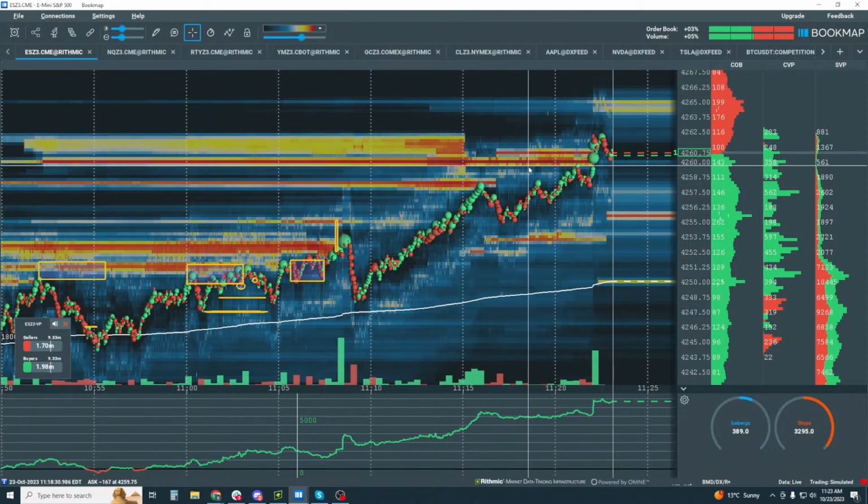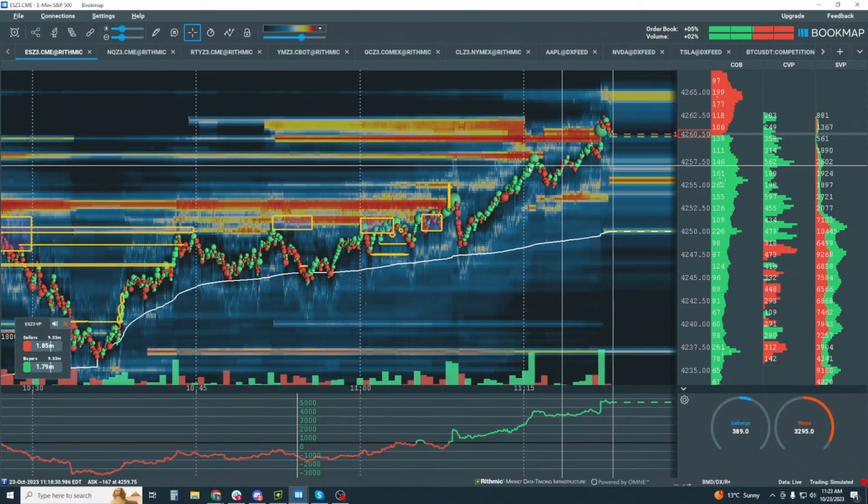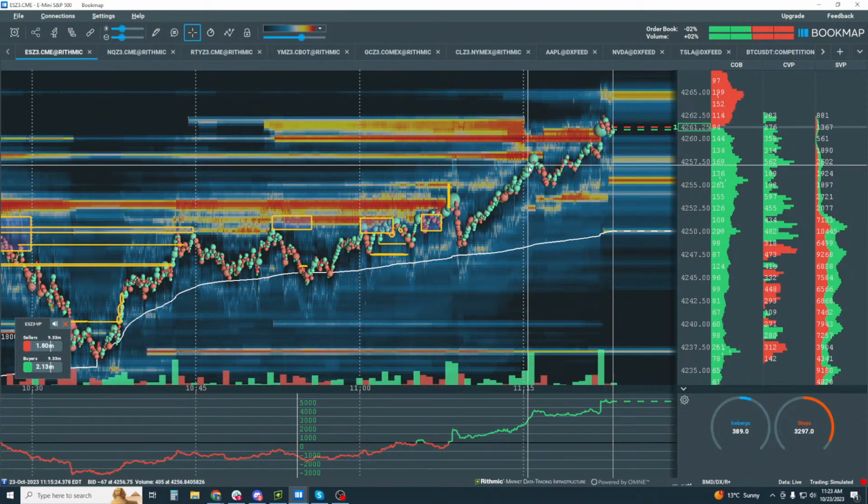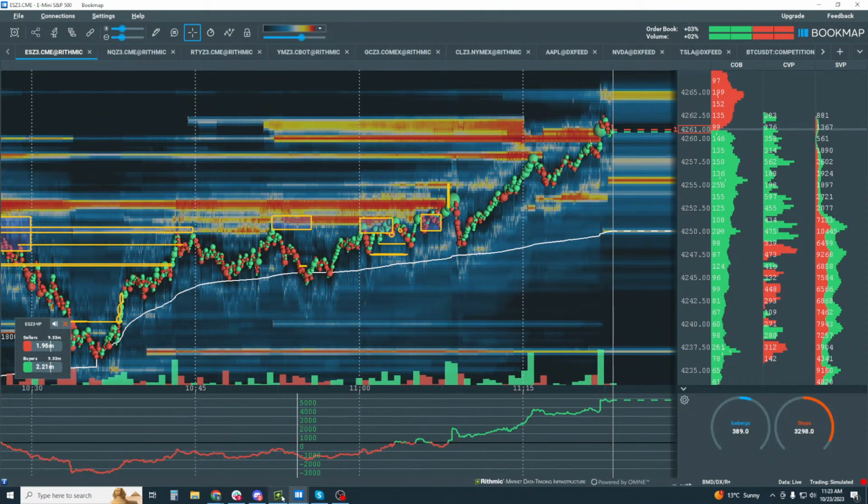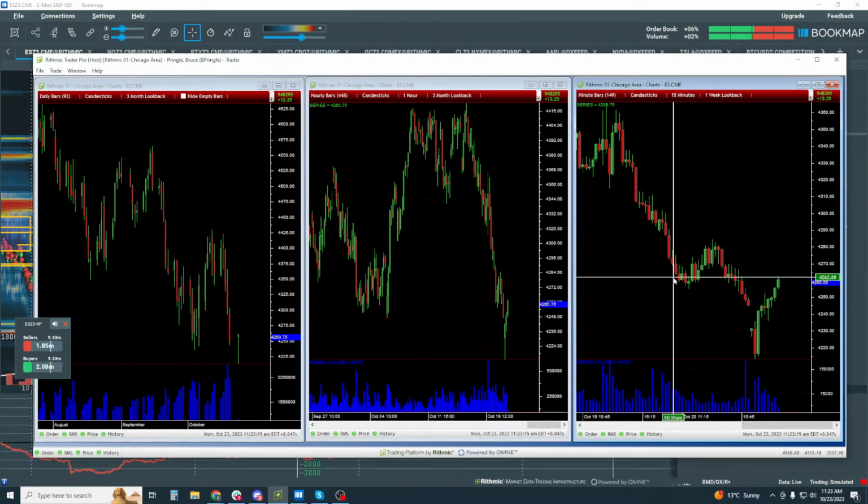Wow, this continues to go higher. This has been pretty strong here. All right, so let's take a look at our bigger picture here. Yeah, we're getting there. Okay, 70 is I think what we called it.